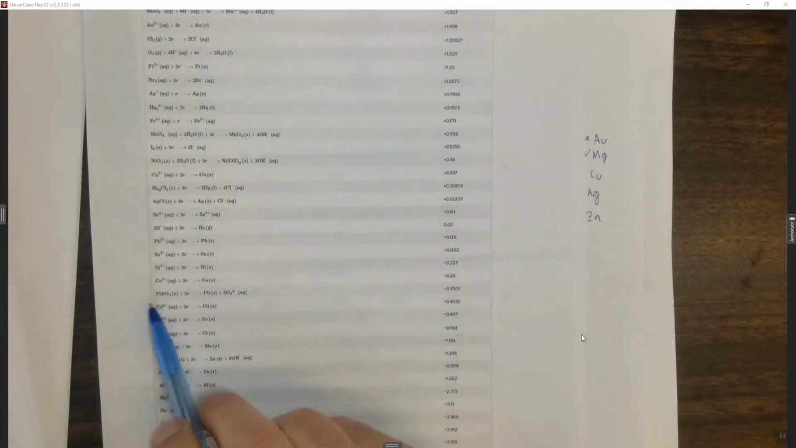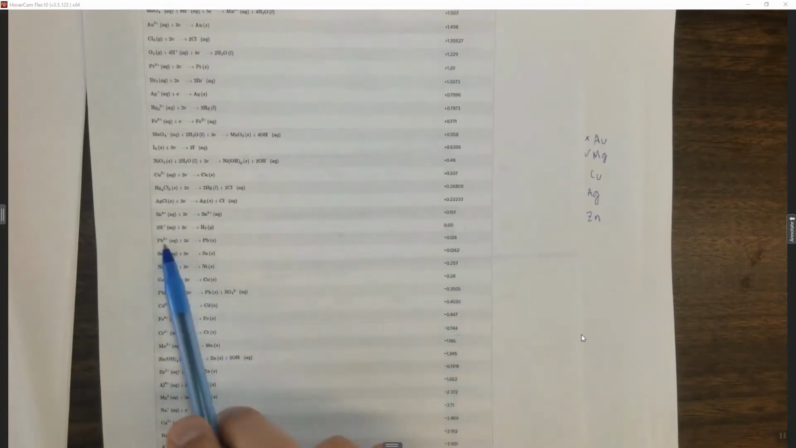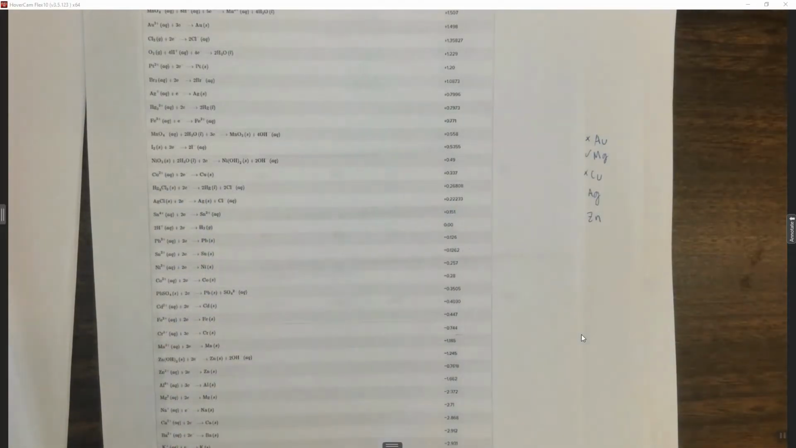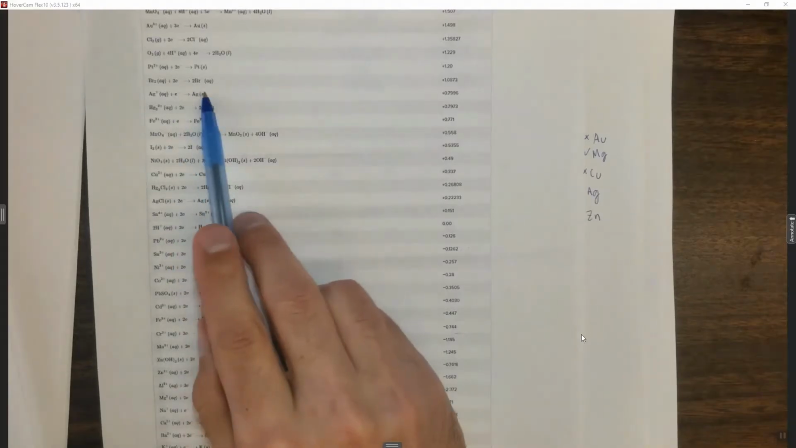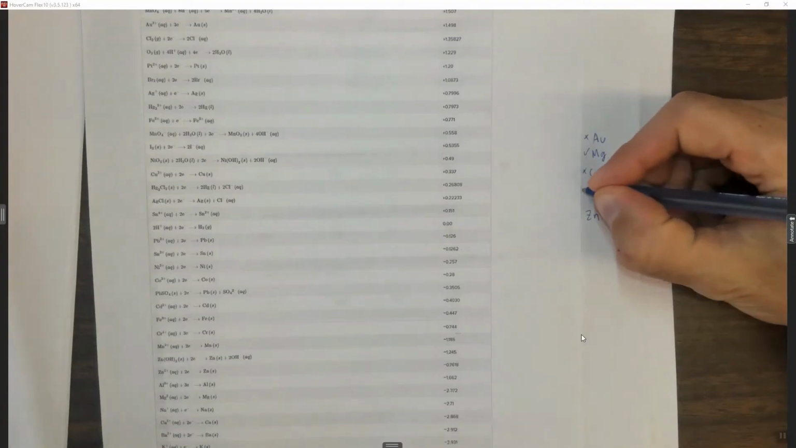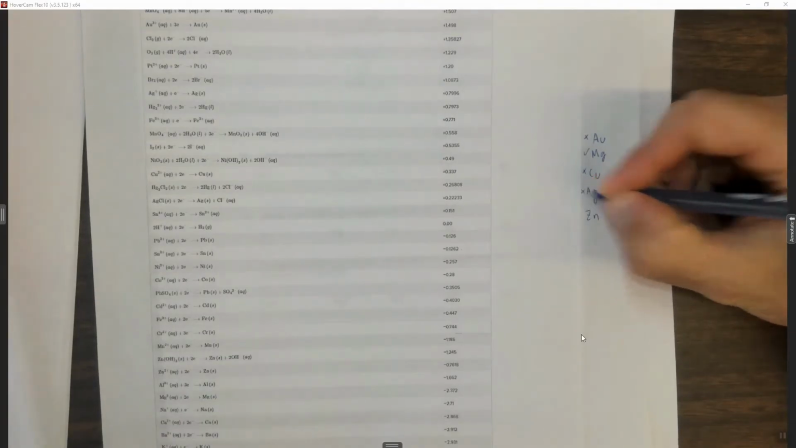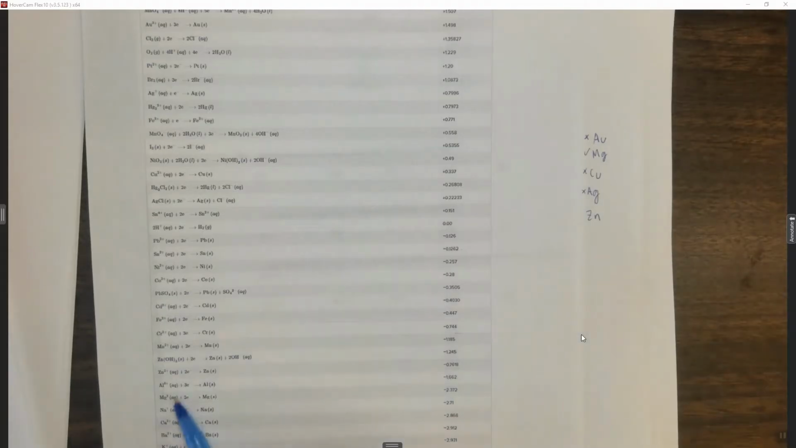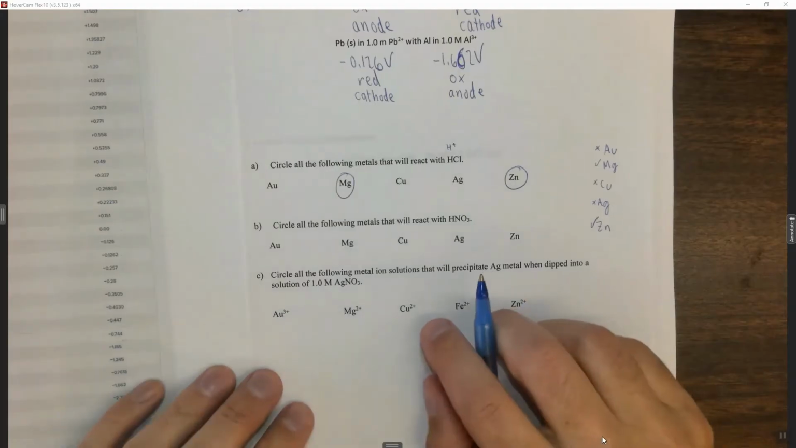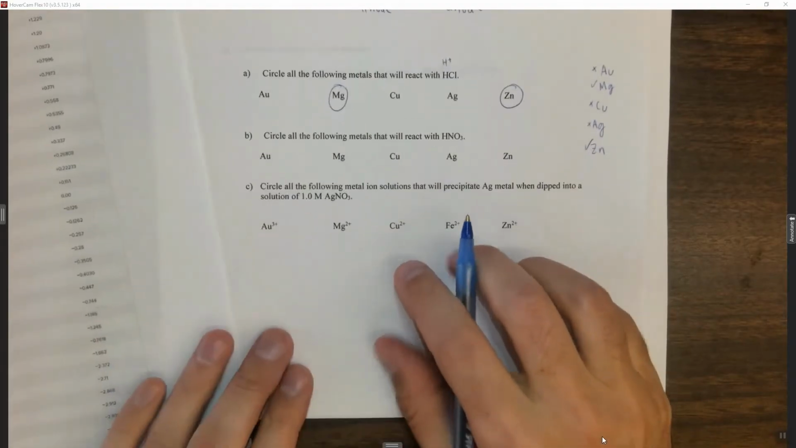All right, remember that HCl is H plus, which is right here. Okay, next is copper. Copper is higher and therefore will not react with HCl. The next is silver. Silver's way up here. Okay, it has a positive E, so it's not going to be able to react. And then zinc. Zinc is down here with a -1, and it's lower than H, so it will be able to react with HCl.